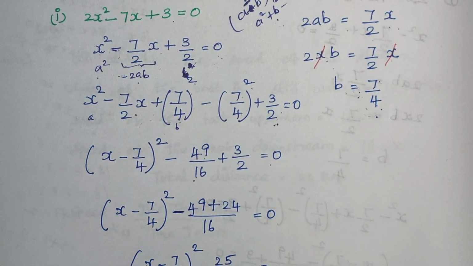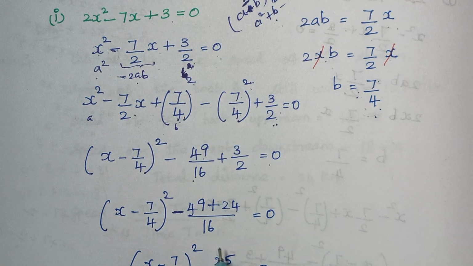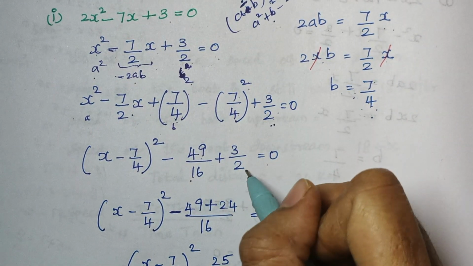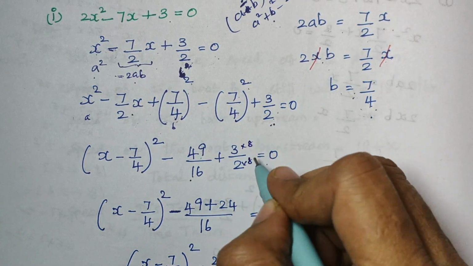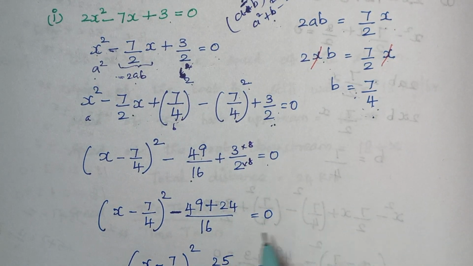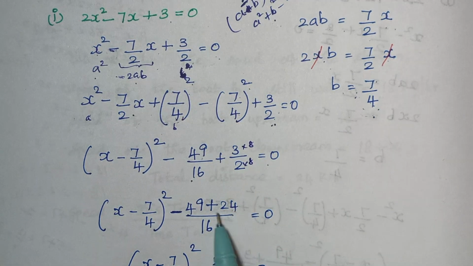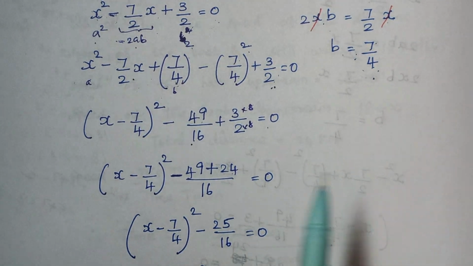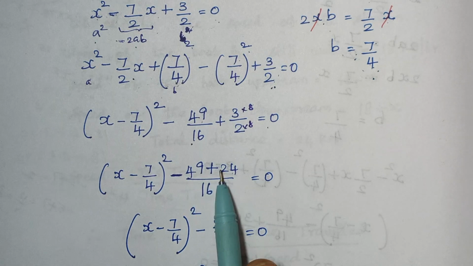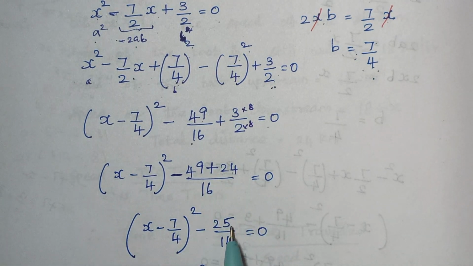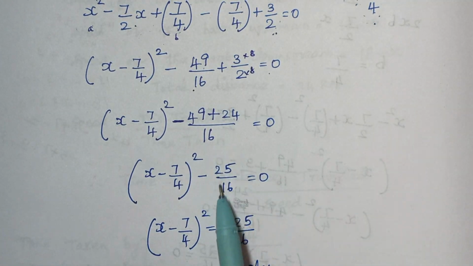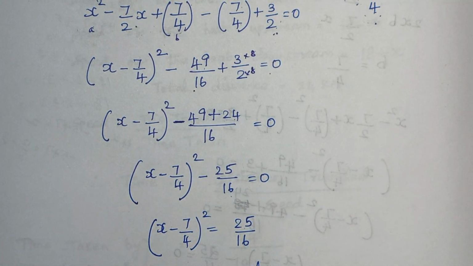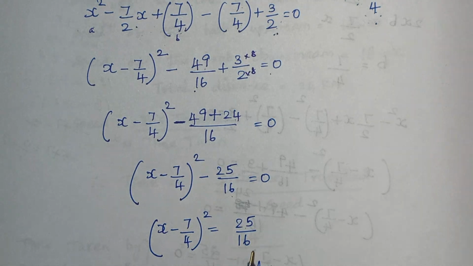So in the next step we are going to proceed with LCM. So here, in order to make this denominator 16, I am multiplying both numerator and denominator by 8. So 8 3s are 24. So again minus 49 plus 24, when you subtract we get the answer as minus 25. So again you see I am moving this minus 25 by 16 to the right hand side. So I get an equation like this.